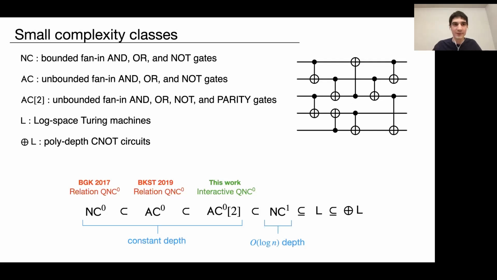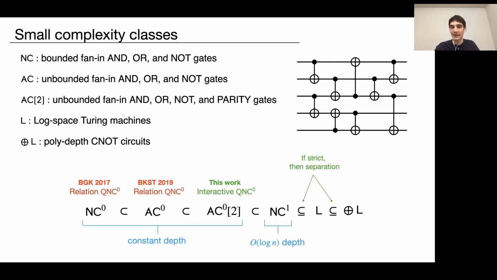Something to notice here is that the first three inclusions here were strict. We actually can prove that each class strictly contains the next. So we know that we're making some progress here. But for these last two inclusions, we don't know. Though it's usually assumed in the complexity literature that these classes are separate. But supposing that we did have such a separation, that one of these inclusions were strict, then we would get an even stronger result about this interactive task.